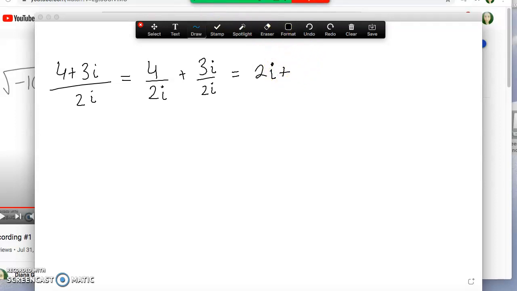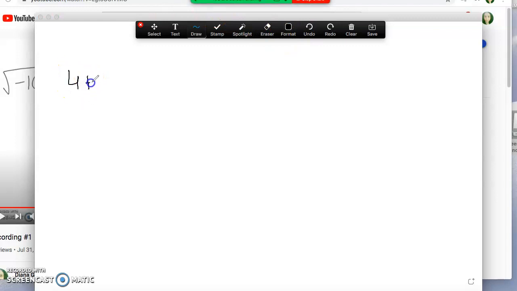So here we have (4 plus 3i) divided by 2i. What I'm going to do is get rid of that i in my denominator. I can't have it in the denominator, so I'm going to multiply it top and bottom by i, because I know that i times i gives me i squared, which is negative 1, and that's going to get rid of my i. I'm multiplying it by my least common denominator.